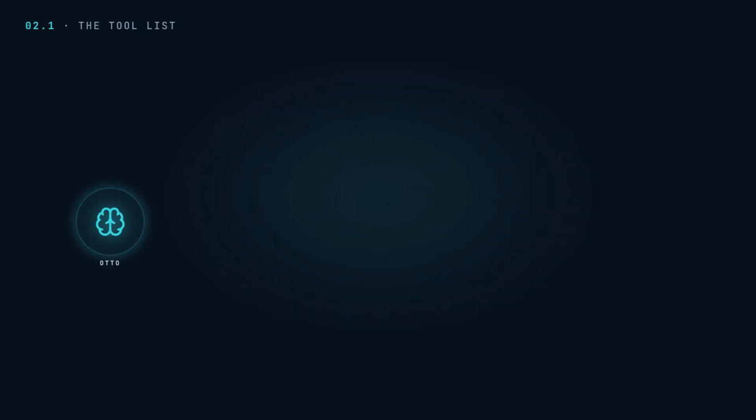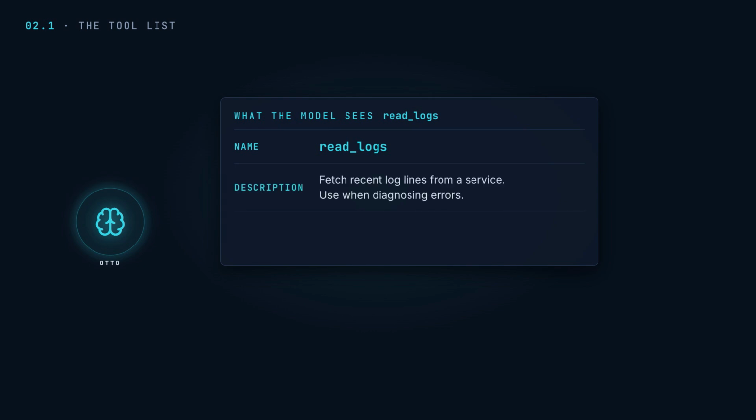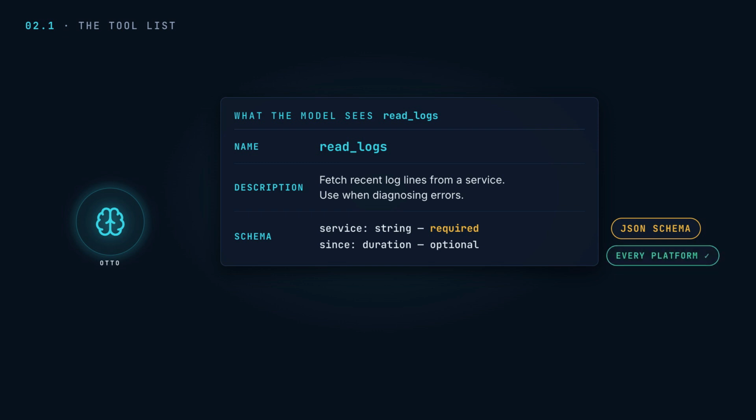A tool call starts before the conversation does. When the harness sends your message to the model, it attaches a tool list, and each entry is exactly 3 parts. A name, read logs. A description, fetch recent log lines from a service, use when diagnosing errors. And a schema, the inputs with types: service, a string, required; since, a duration, optional. That format has a name, JSON Schema, and every major AI platform speaks it.